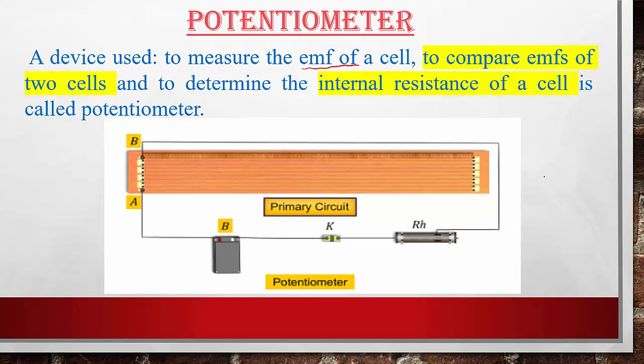To compare the EMF of two cells and also to determine the internal resistance of a cell, we are going to use the potentiometer. Yes, what is the use of a potentiometer? A potentiometer is used to measure the EMF of a cell. Then, it is used to compare the EMF of two cells. We can compare the EMF of two cells using the potentiometer, and also we can easily determine the internal resistance of a cell. That is the potentiometer. You can observe this picture. So this is a potentiometer, right?